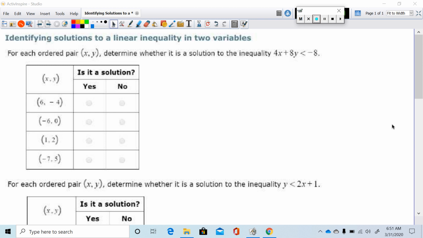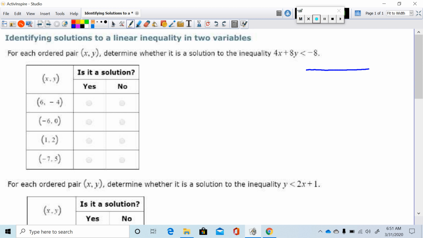Identifying solutions to a linear inequality in two variables. For each ordered pair x and y, determine whether it is the solution to the inequality 4x plus 8y is less than negative 8. Okay, so the first thing you want to do is determine what is by itself, because that's your reference point for that particular problem. So the negative 8 is by itself.